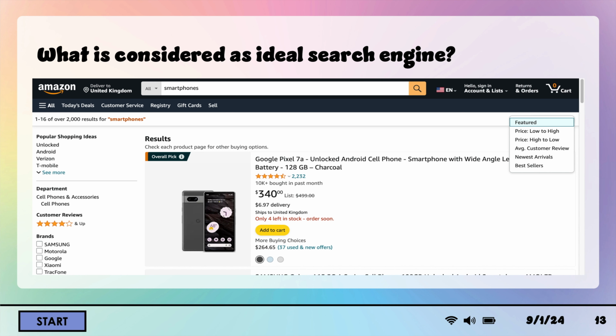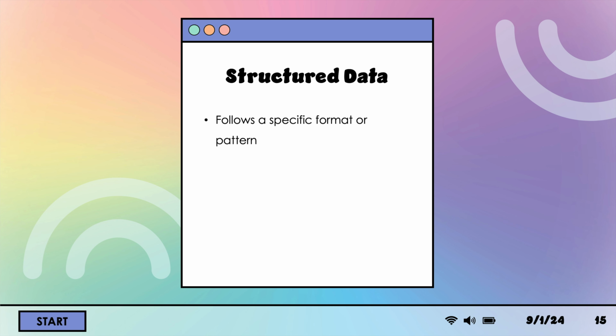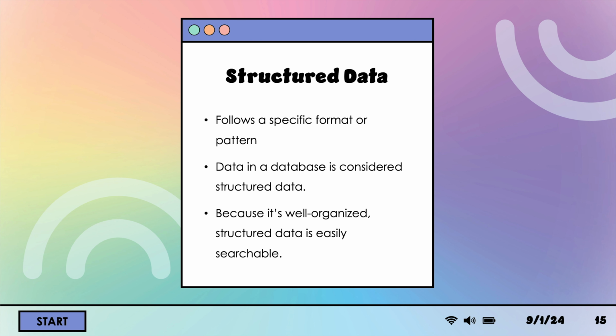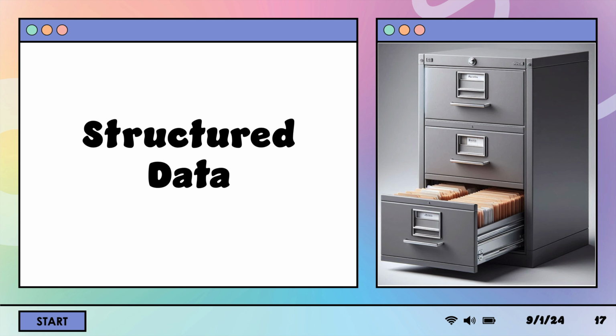When we are working with search engines like Elasticsearch, we encounter two types of data, structured and unstructured data. Structured data follows a specific format or pattern. It follows a defined schema and is easily searchable because it is well organized. Data in a database is considered structured data because before it is stored in the database, it is expected to follow a strict schema. Because it is well organized, structured data is easily searchable. Imagine finding a specific book in a well-arranged library, that's structured data. Structured data is like a tidy filing cabinet.